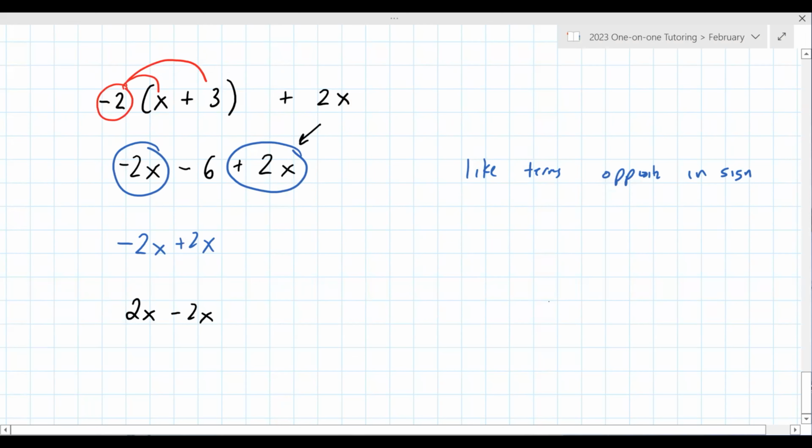If I hand you $2 and then I take away $2, how much do you have? $0. Right. Same thing applies here. It is 0x, but you end up writing 0. And then you bring this other thing down, this minus 6.